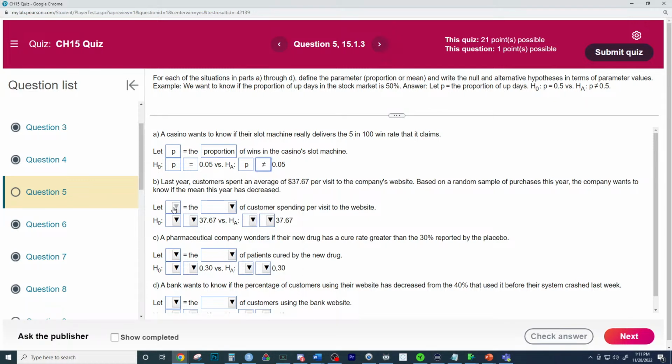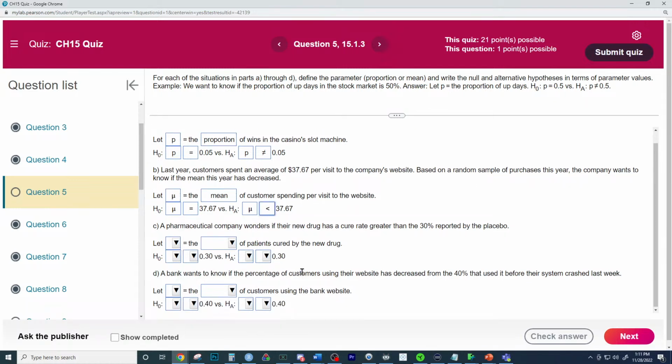Last year, customers spent on average this. That's the true mean. And that would be the mean. Quantitative is mean. And so the mu goes right here for both spots. The null has the equal sign. The company wants to know if it has decreased, so they're looking for evidence it has gone down.